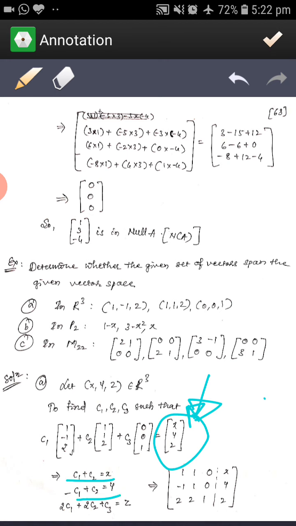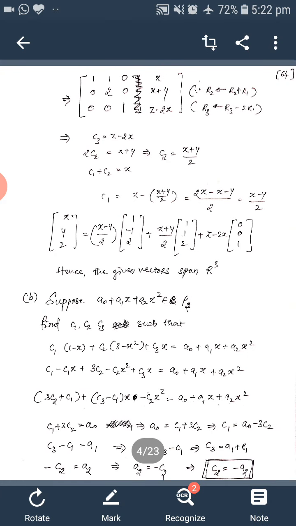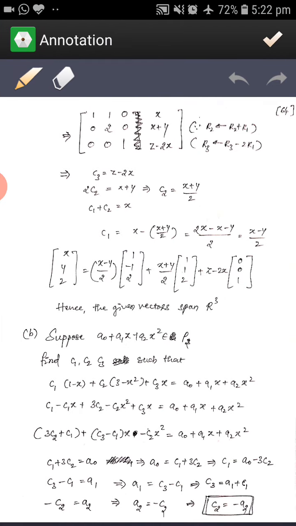Similarly we have written the equations: c1 plus c2 is equal to x, minus c1 plus c2 is equal to y, and 2c1 plus 2c2 plus c3 is equal to z. So we have written the equations. After that we need to do the row operation. For the row operation, b also goes in as an augmented matrix. By doing these operations we will get these equations.